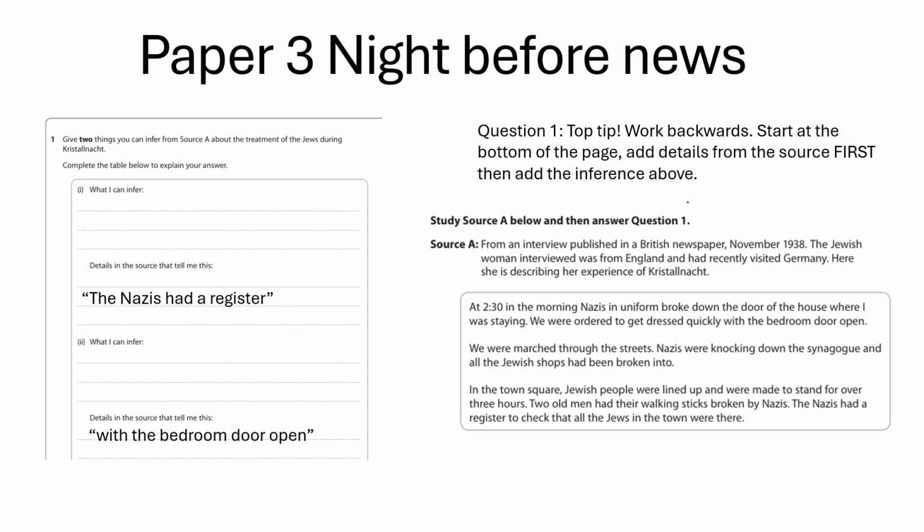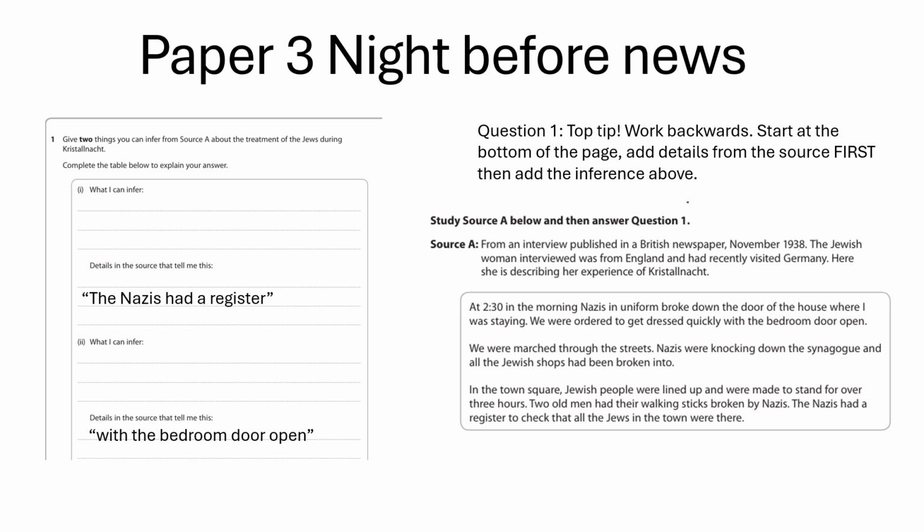Question 1 is an inference question. This is a question that you should get full marks on because it does not require any own knowledge. My top tip for this question is to work from the bottom of the page up. So you underline the inquiry of the question. You can see on the screen in front of you, you've got an example. The inquiry for this is: give 2 things you can infer from source A about the treatment of Jews.